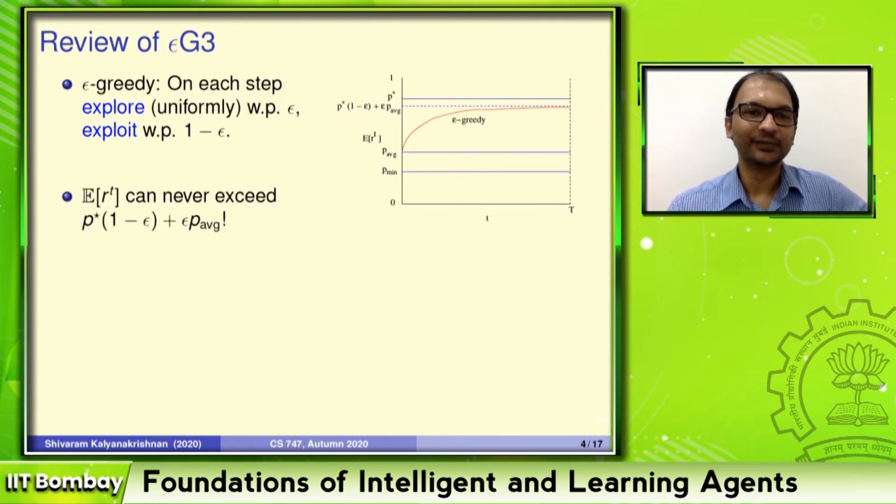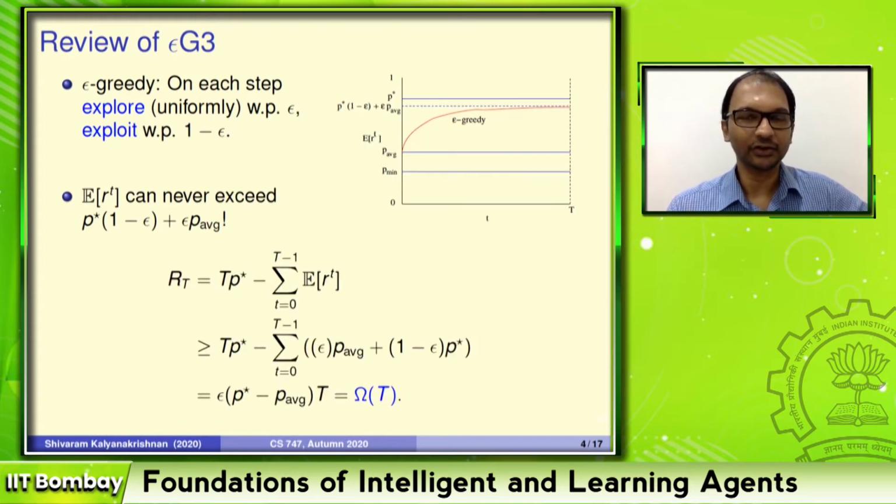Okay, so the expected value of reward can never exceed P star times 1 minus epsilon plus epsilon times P average, as I have indicated on the graph. So how does the math work out for this case? Again, the regret is just, write out the definition. It is T times P star minus the sum of the expected rewards.